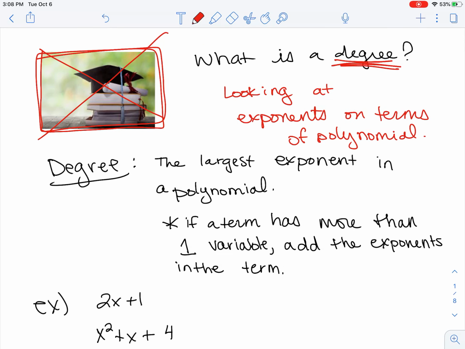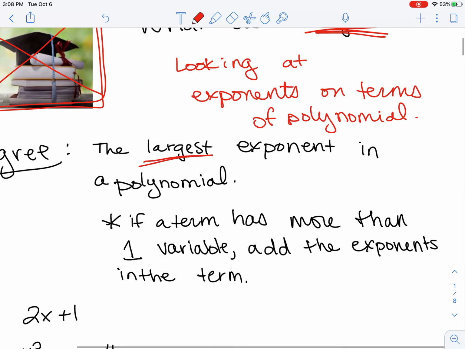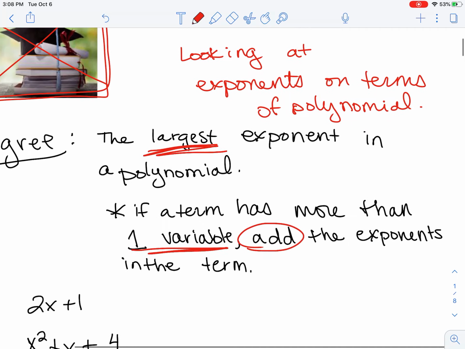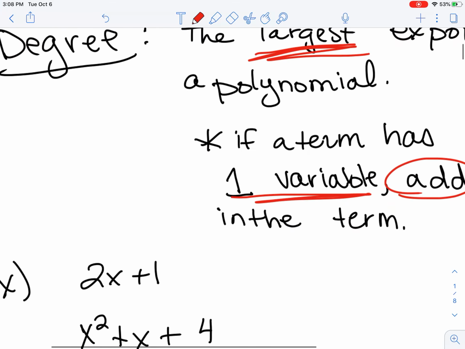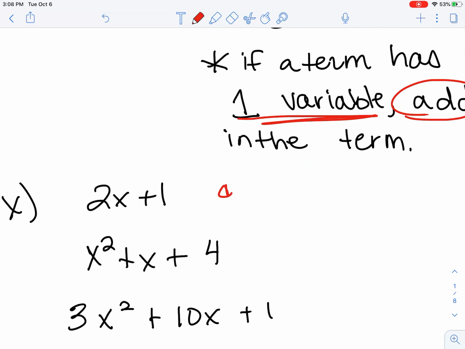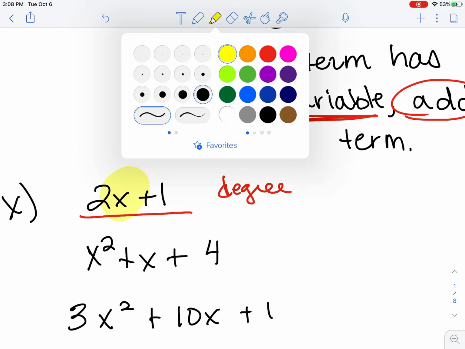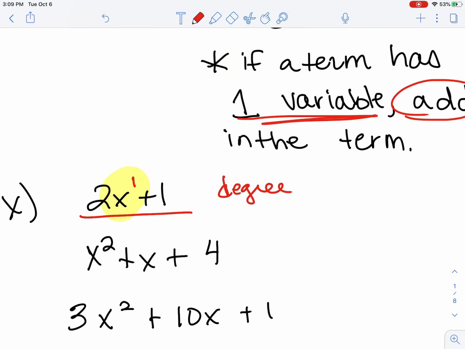And so here's what it is. A degree is the largest exponent in a polynomial. If a term has more than one variable, then you would add them, but only if there's more than one variable. So here's an example of that. The degree for 2x plus 1: we're only going to look at this variable right here, which has that invisible exponent of 1, so our degree is 1.